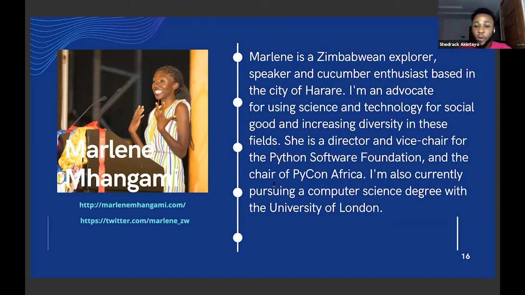And she's currently the chair of Python Africa, the Python community in Africa, the people that are involved in using Python. She's currently pursuing a computer science degree with the University of London. Marlin is a very big advocate for women in open source. She tries her best to get more people into open source. She tries her best to get more women to do STEM. You can follow her on Twitter at Marlin_ZW to hear more from her.